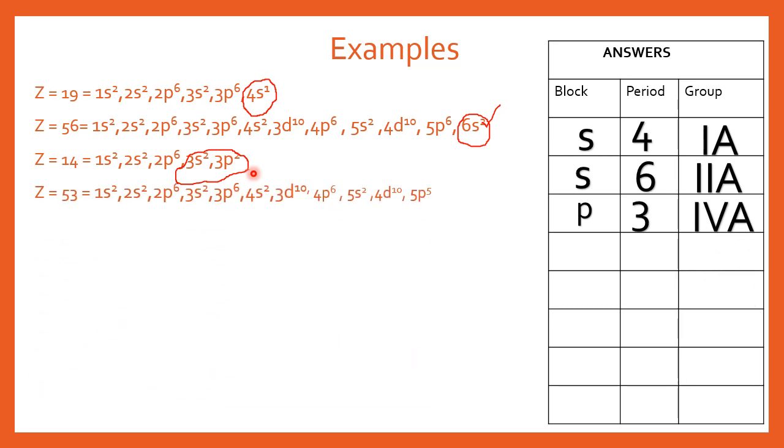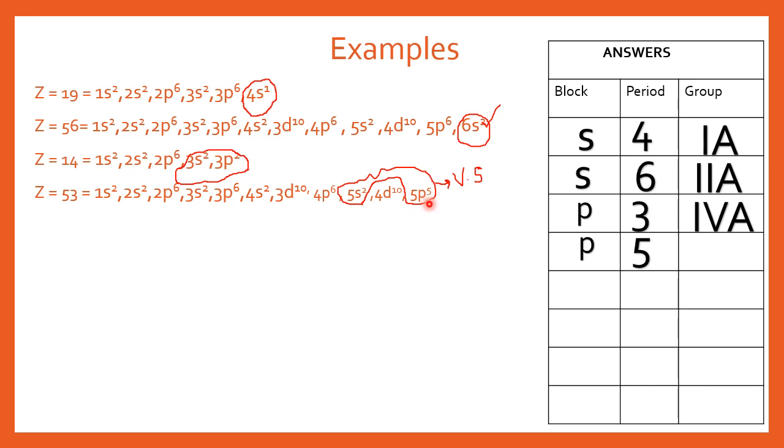Next example, an element having atomic number 53. We don't know the name, but we have to find the position. So looking at this one, the last electron is going to enter the p orbital according to the sequence. It means this element belongs to the p block. And the highest number you will check here is 5. That's why this element belongs to period number 5.